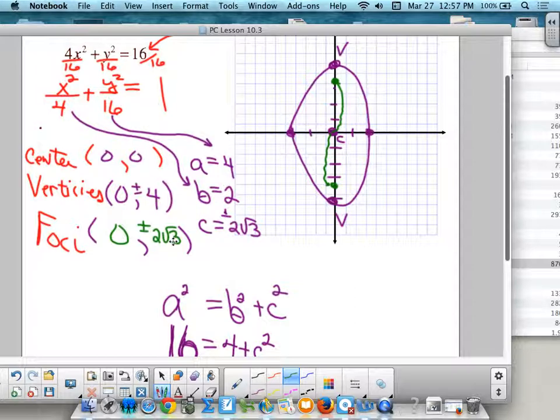Now, you know why I put it right there, guys? Because 2 times the square root of 3 is like 3 point something. And I don't know what it is. It's 3.4, 3.5. I'm not sure what it is. But that's why I put it so close to the vertex. Because the vertex is 4, right? Okay, that's it. We did everything they wanted. We gave the center, we gave the vertices, we gave the foci, we graphed it, we sketched it, we're good.